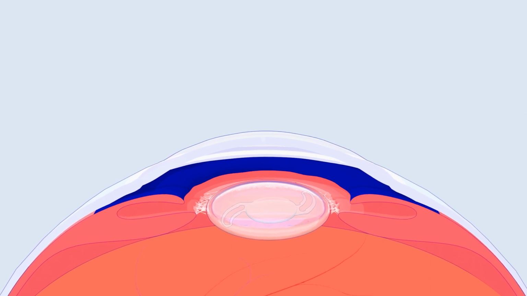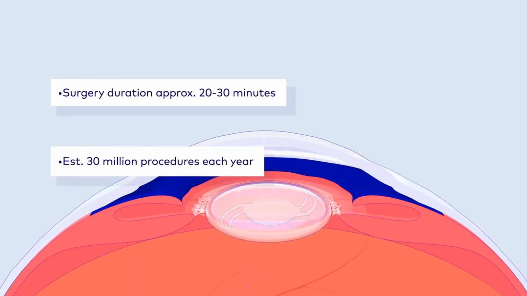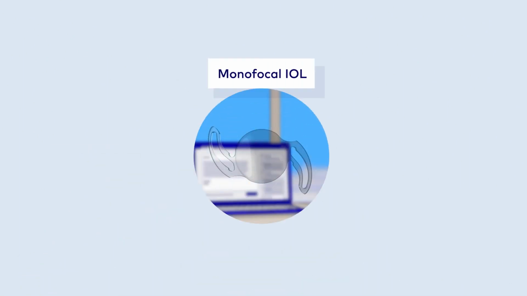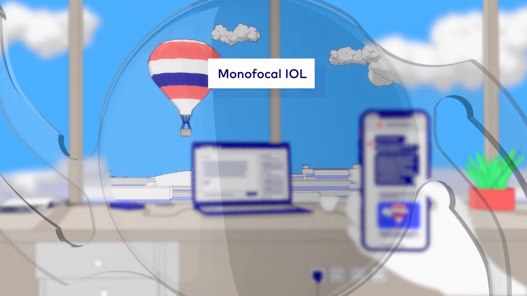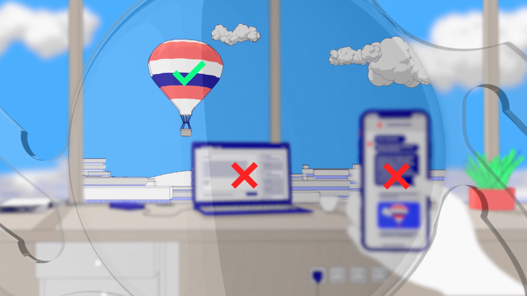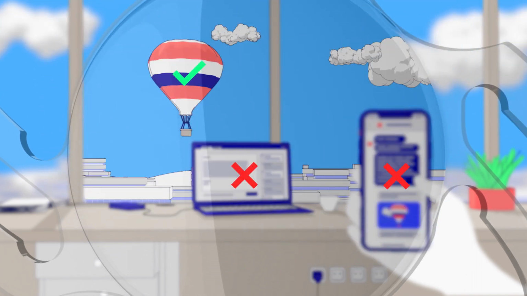On average, this surgery takes around 20 to 30 minutes, and an estimated 30 million procedures are performed each year. The majority of implanted IOLs have monofocal optics. These enable sharp vision at one distance only, usually the far. Patients with monofocal lenses have to wear spectacles to perform certain tasks at near and intermediate distances, such as reading or checking their phones.